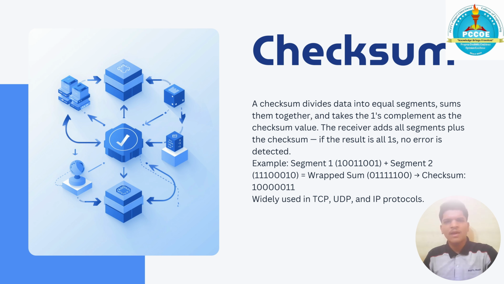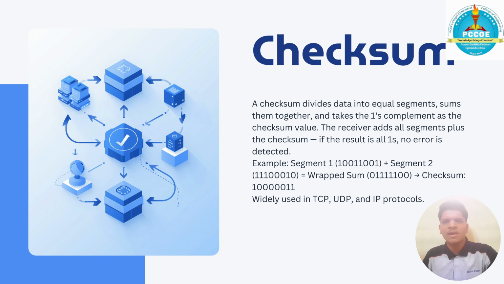The next technique is checksum, which is more powerful than parity. Here's how it works. The sender divides the data into equal size segments, adds them all together, and then takes the one's complement of the sum. This results in the checksum, which gets appended to the data before transmission.